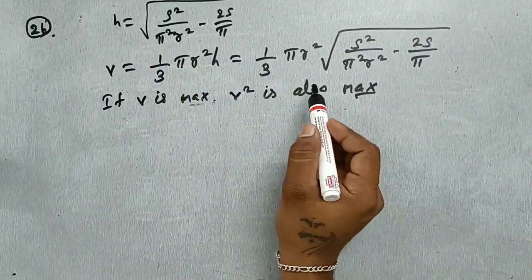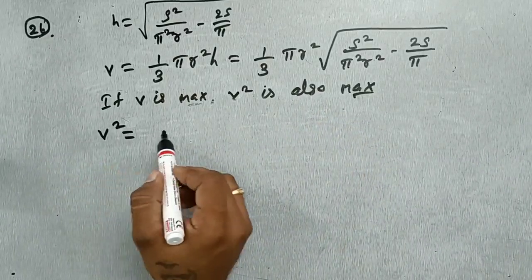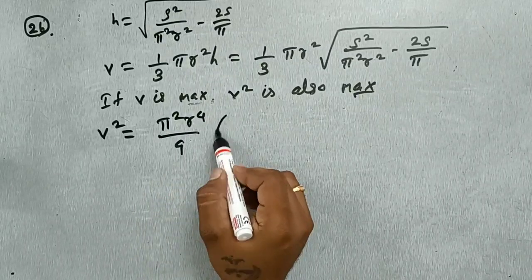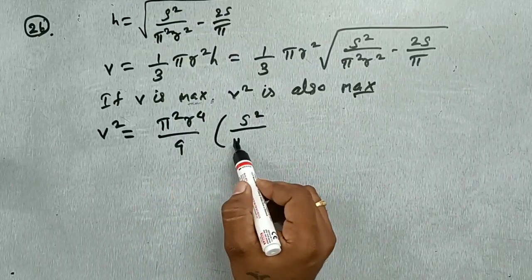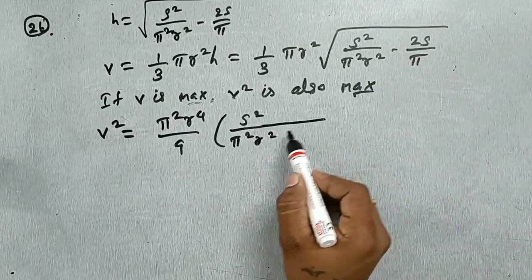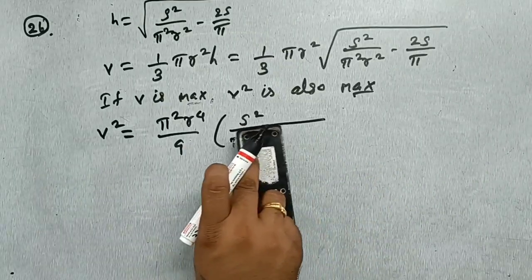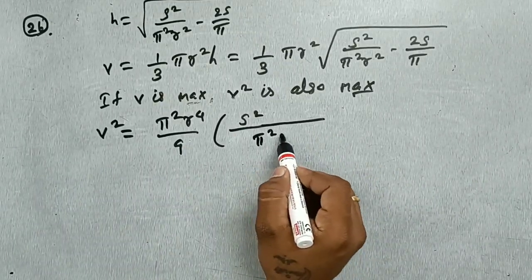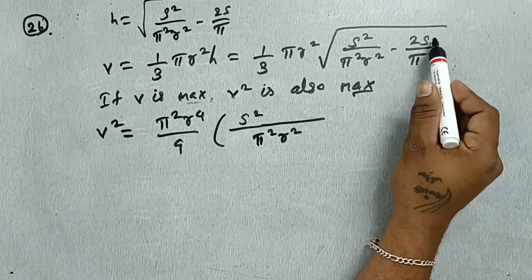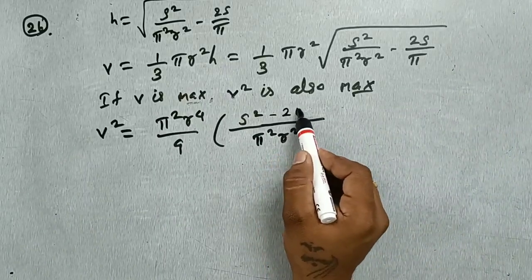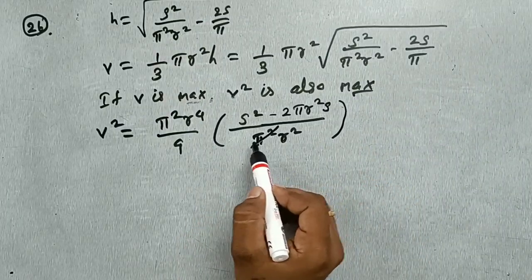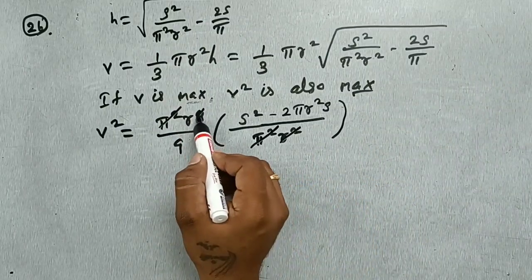So I am going to square this. Squaring means I will get V square equal to, outside it will be pi square R power 4 by 9, so the square will go. So S square divided by pi square R square will be there. I am going to take the LCM here, so pi square R square as the common denominator. To get the common denominator pi square R square, I need to multiply by pi R square in numerator and denominator. So this will be 2 times pi into R square into S. Now we can cancel this pi square, R square will cancel.